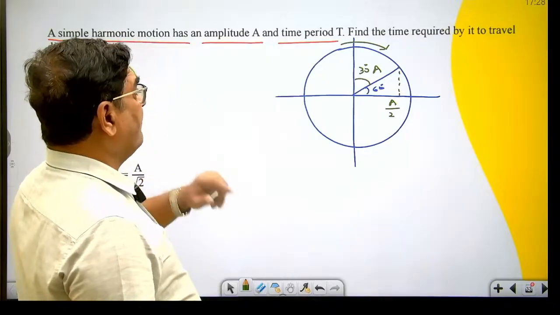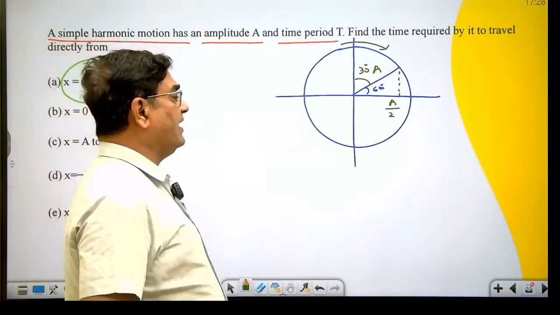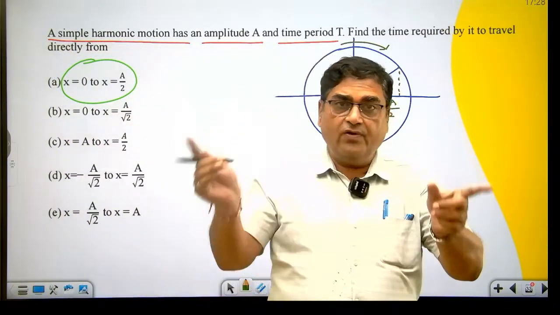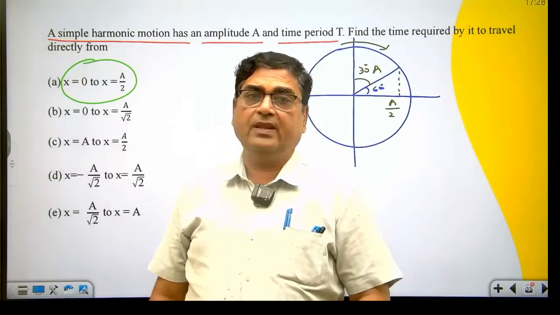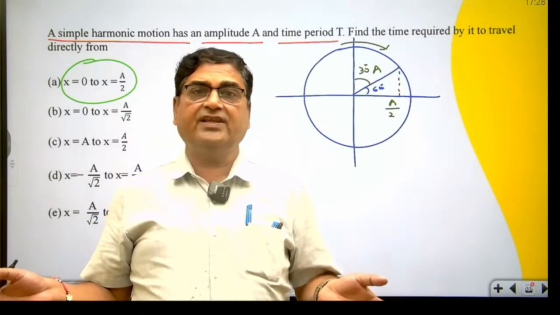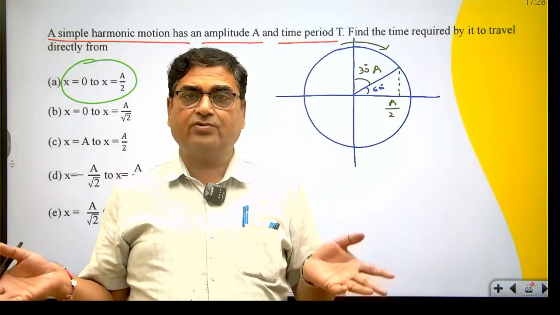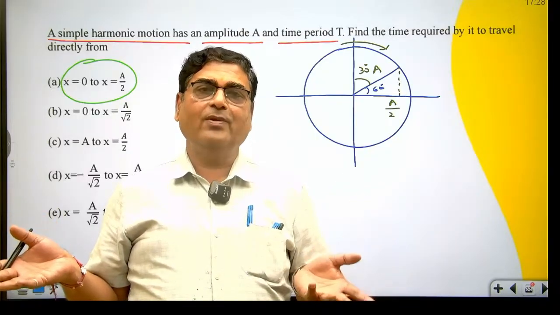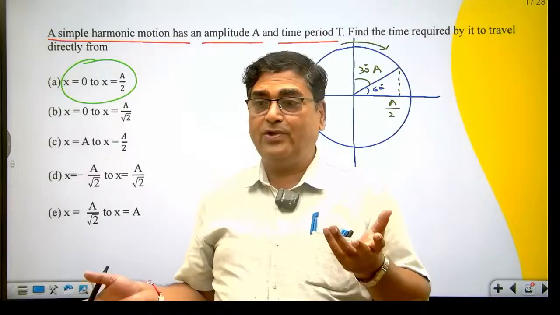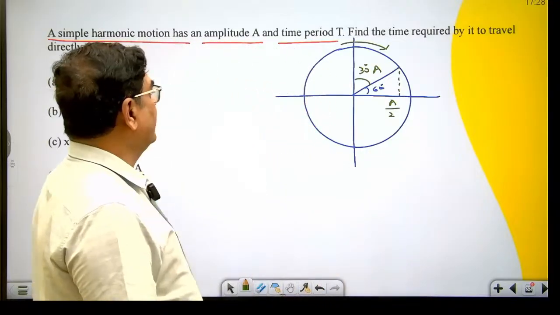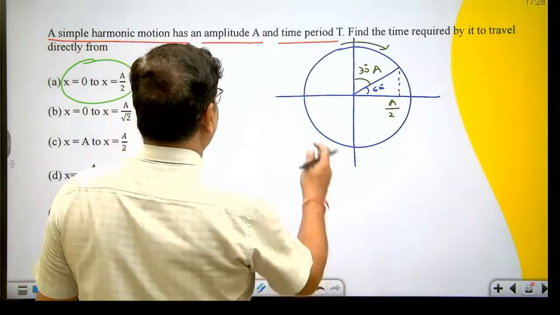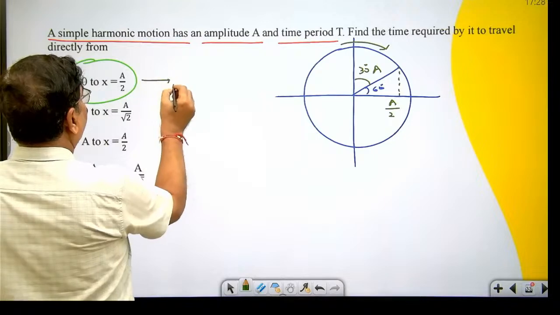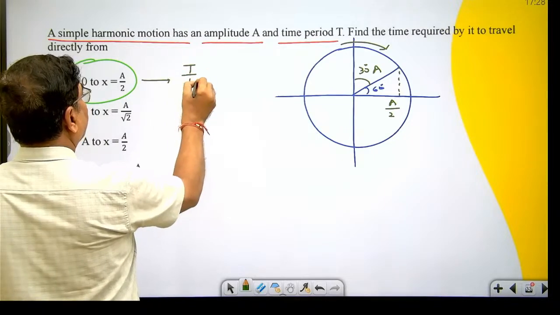So dear student, in traveling 30-degree angle, time taken by the particle will be how much? In uniform circular motion, omega remains constant. In one time period, that is 360-degree angle, time taken is equal to time period. So time taken by the particle in moving 30-degree angle will be equal to how much? T by 12, 1 upon 12 of the time period. Okay. So dear student, time period is given T. So answer for the first question is T by 12.